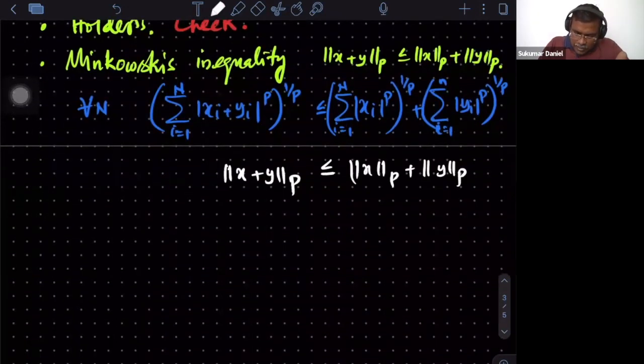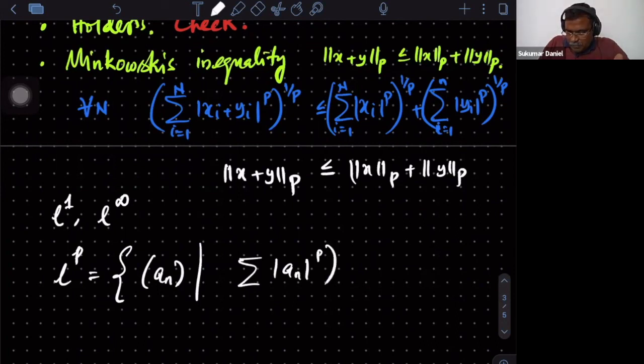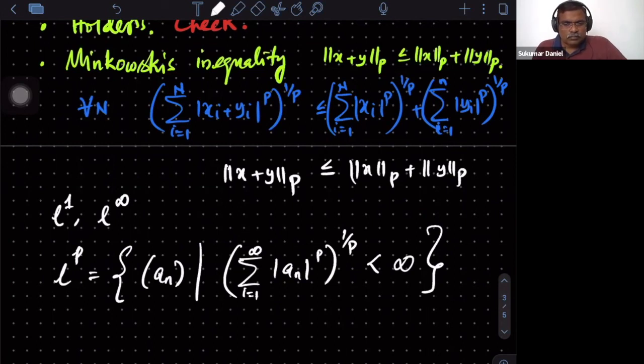Like as we have already defined L1 and L infinity, now we can actually define LP, which is nothing but the set of all sequences a_n such that this sum of |a_n|^p is finite. But notice that once the term inside the bracket is finite, the pth root will also be finite. So books may not write this, so they may just avoid this and write only this much.